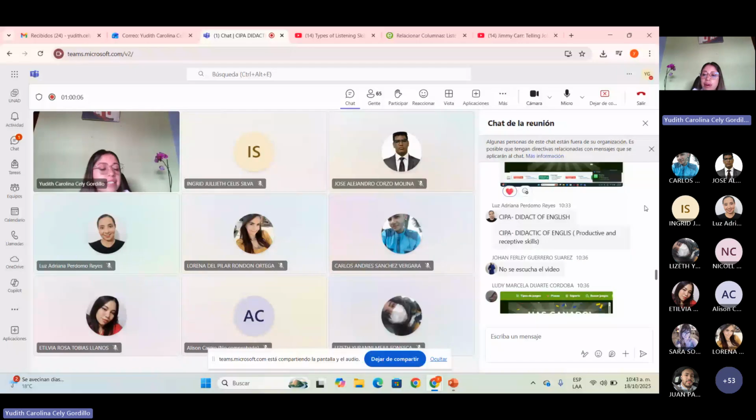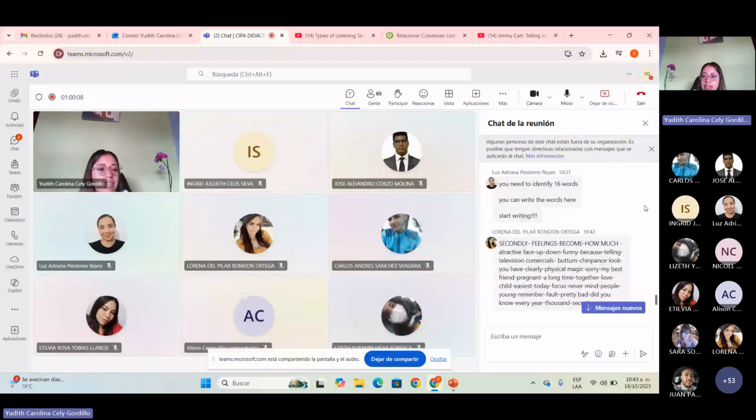This is about the listening part. Sometimes it is a little complicated and you are going to identify according to it. Okay, the idea is if you can identify some words that you can write about it.